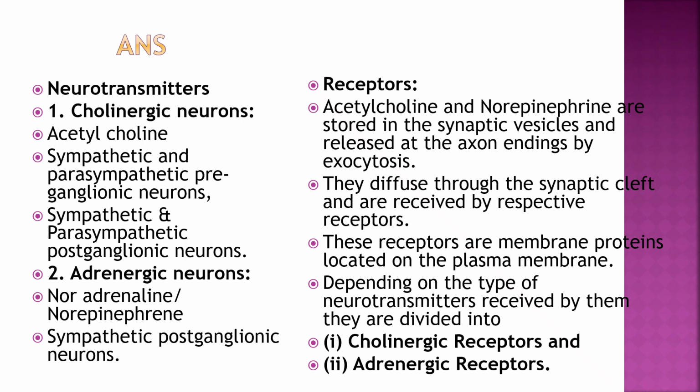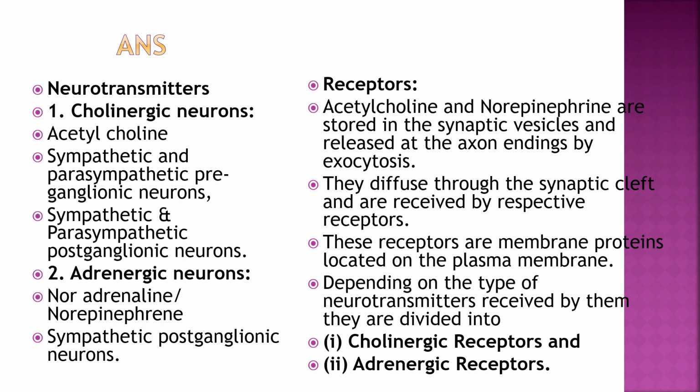According to the neurotransmitters, the neurons are cholinergic neurons, which secrete acetylcholine, and they are present in sympathetic and parasympathetic preganglionic neurons and parasympathetic postganglionic neurons. The second type is adrenergic neurons, which secrete noradrenaline or norepinephrine, and they are present in sympathetic postganglionic neurons.